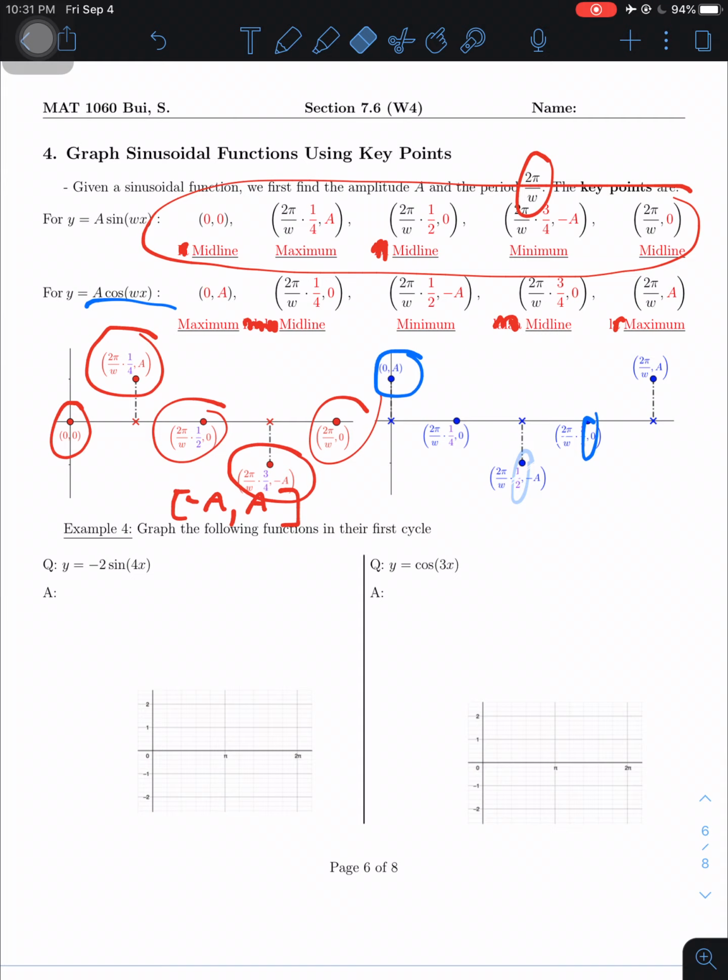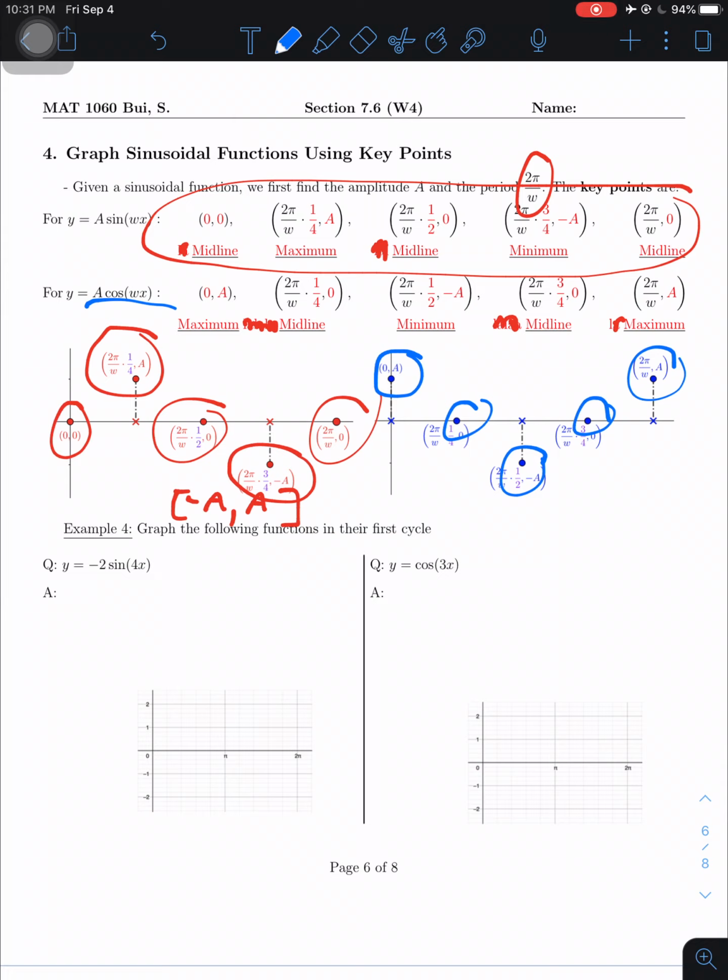Here, let me take these out. So we're going to end up with the 2 midline points in there, and then we have the minimum and not a maximum in here, just like before. But in place of 1 and negative 1 before, we have A and negative A. That's just the difference right there.